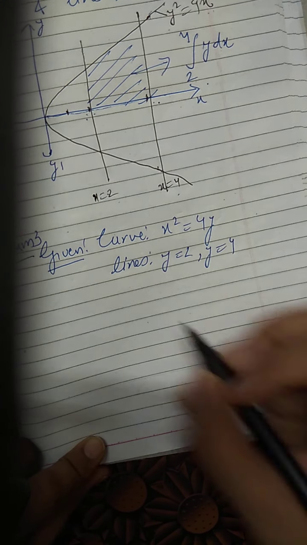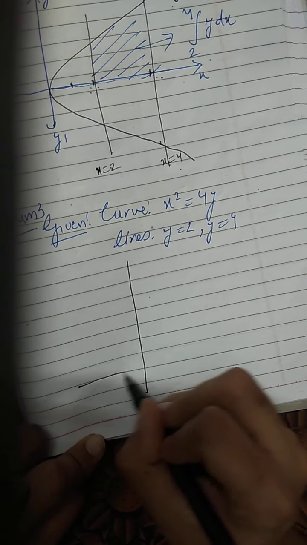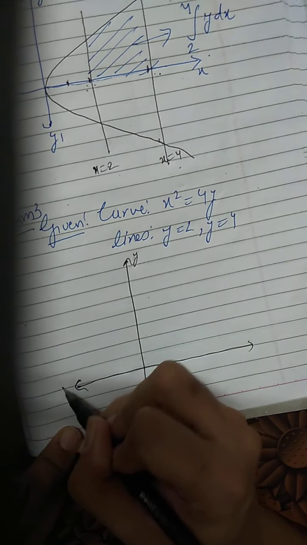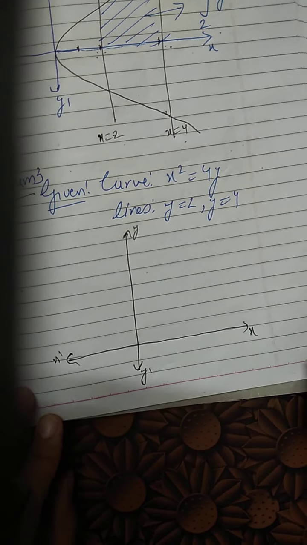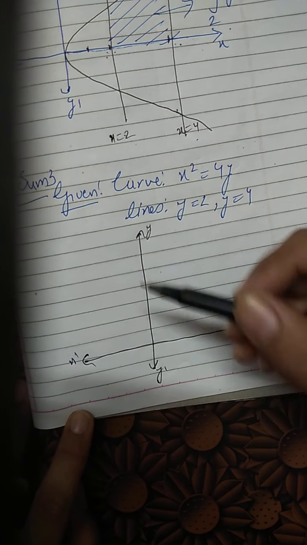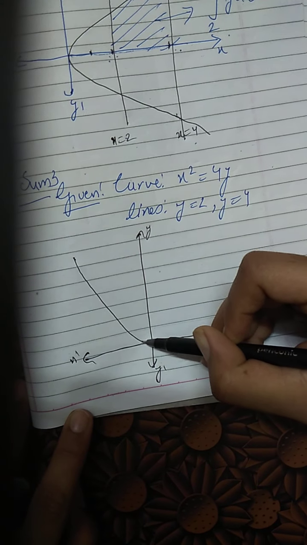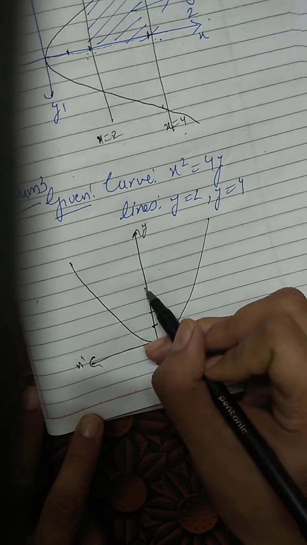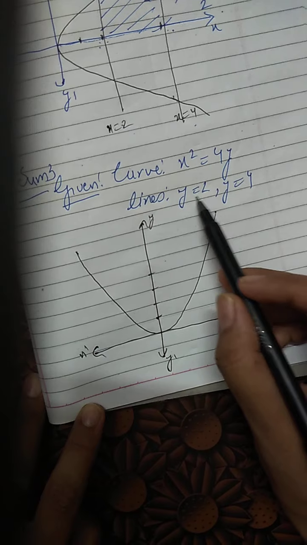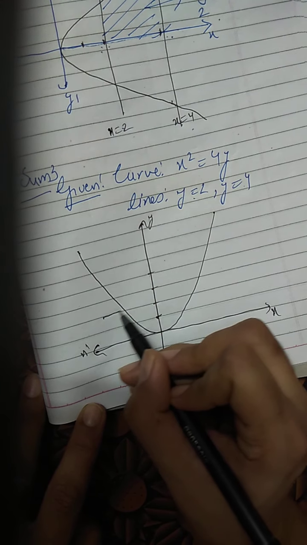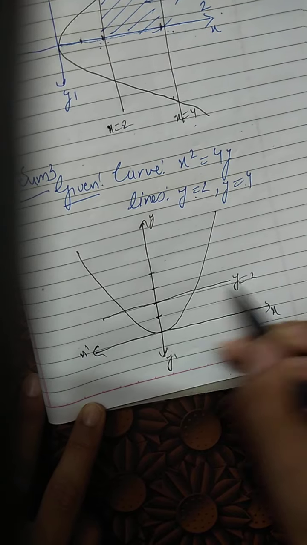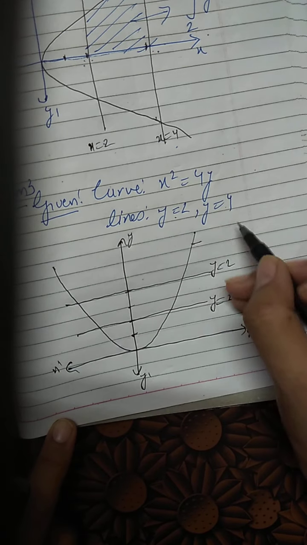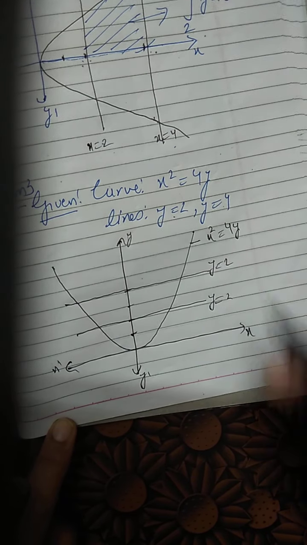So again, when we take the sketch, since we know that this will be our upward parabola, I have taken the system in that way only, as we will be plotting the upward parabola. So it will go like this. Now if this is 1, 2, 3 and 4, we have two lines, y equals to 2 line and y equals to 4 line. The y equals to 2 line will be this, the y equals to 4 line will be here, and this curve is x square equals to 4y.